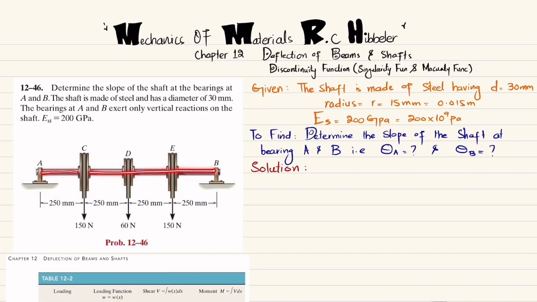So this is a shaft having support at A and B by using a bearing that exert only vertical reaction force, and the load at point C, D, and E of the pulley is shown over here. So due to this loading, the shaft will bend like this. So what we have to find? We have to find the slope at A and slope at B. What is slope? So tangent to this curve will define the slope. Clear? So we have to find the slope at A and B. So let's start with the solution.